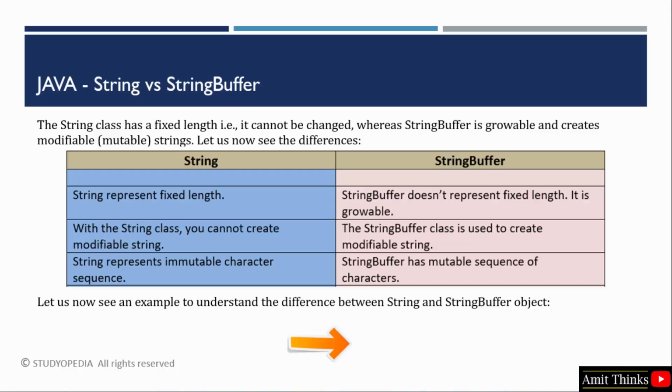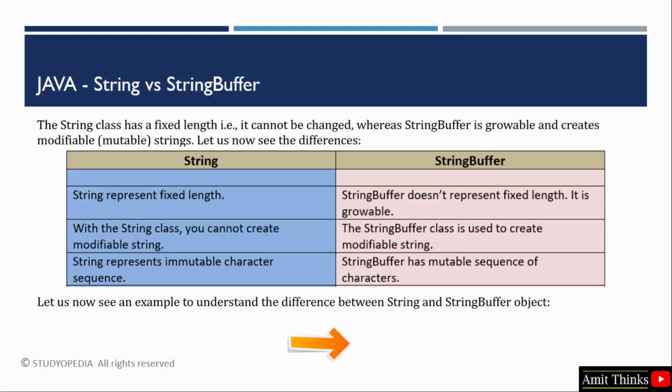Now let us see one of the most important topics, that is string versus string buffer. So I told you the string class has a fixed length. It is immutable, whereas string buffer is growable. It is having modifiable strings, that is mutable strings. So string is having a fixed length, but string buffer is the opposite. It is growable. With the string class you cannot create modifiable strings. Obviously with the string buffer you can create. String represents immutable characters and string buffer has mutable sequence of characters.